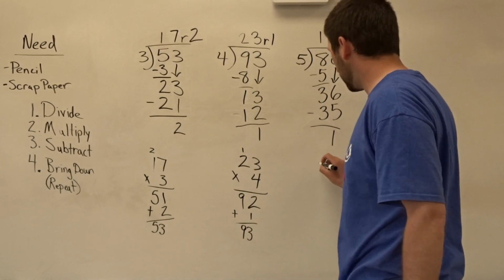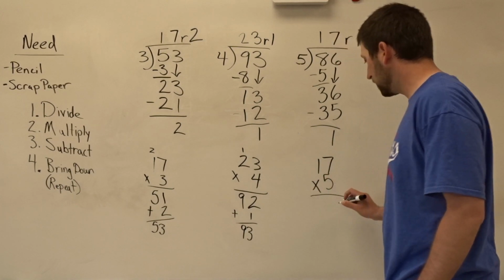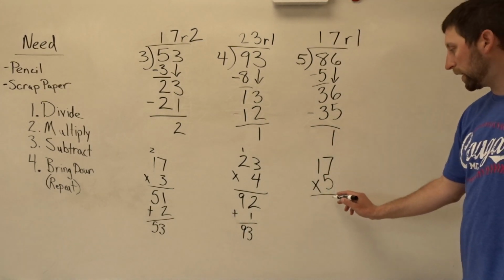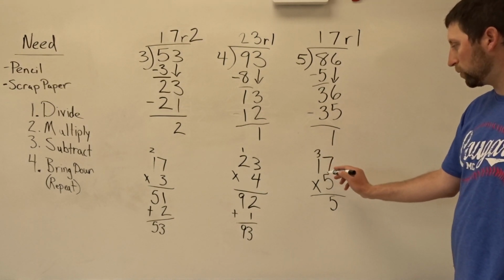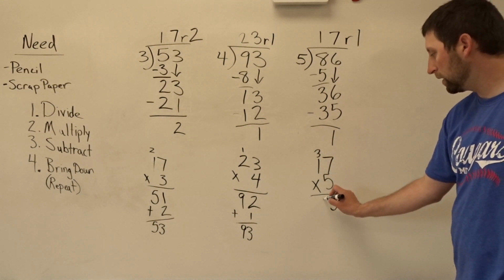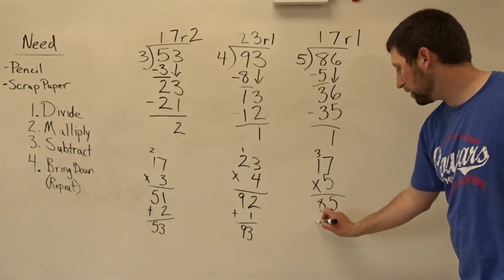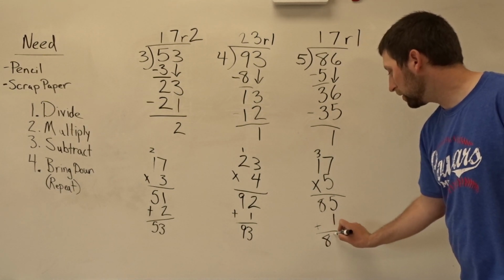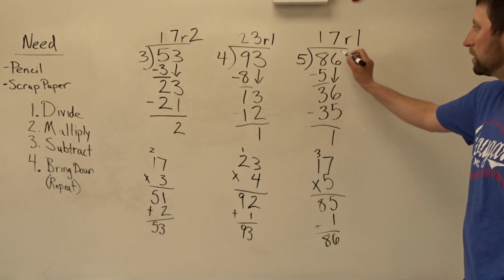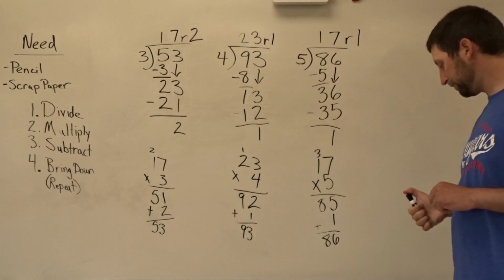Alright, let's check that by multiplying 17 times 5. 7 times 5, 35. I regroup. 5 times 1, 5 plus 3, 8. And then add in your remainder of 1. 85 plus 1 is 86. Matches our first number. We know we divided correctly there.